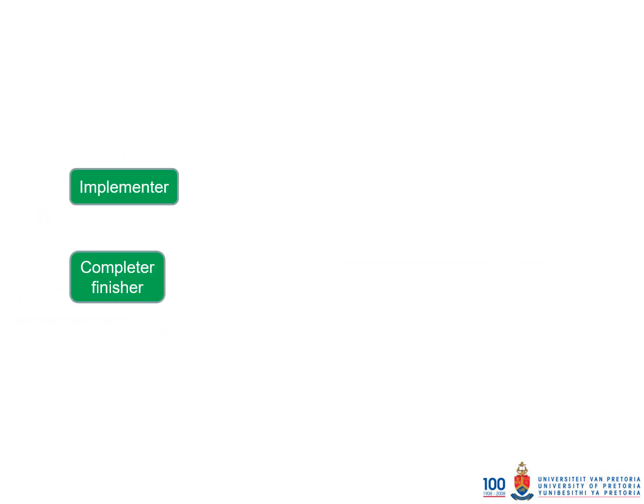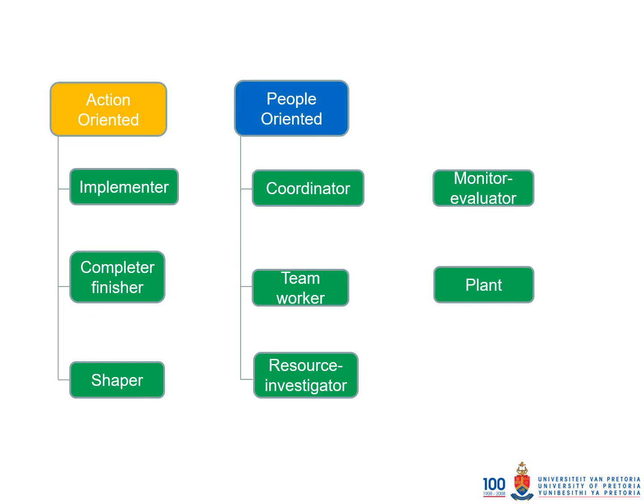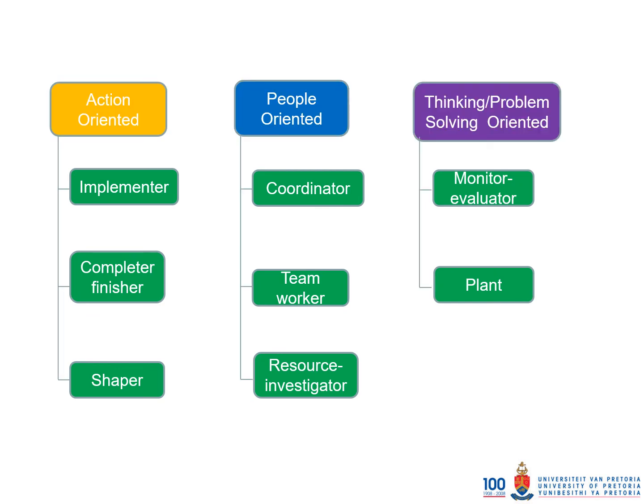Okay, this slide gives you an indication of how the roles could be clustered. We have the action-oriented people. They are the implementers, completer finishers, and shapers. And then you have the people-oriented in these 3 roles, and the problem-solving oriented people: monitor evaluator and the plant.